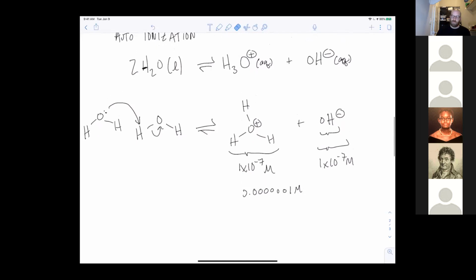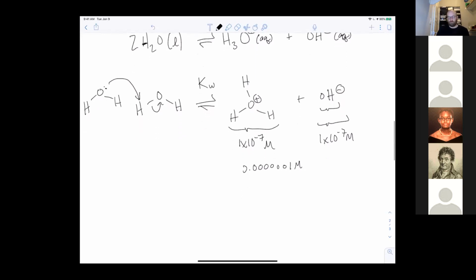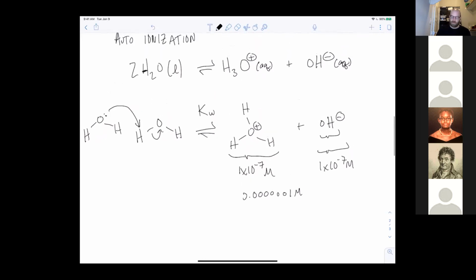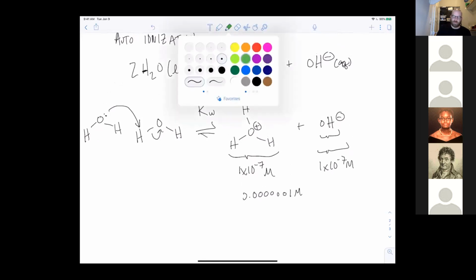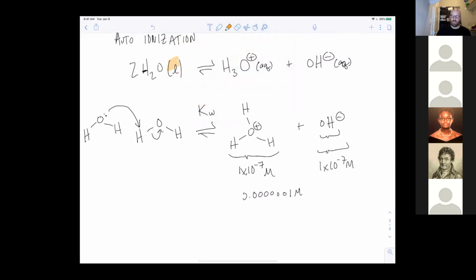But we can define a value for this. We call it Kw. Remember that when we're writing out our equilibrium constants, we didn't harp on this too much, but if something's a liquid or a solid, it doesn't enter into our expression for the equilibrium constant. So what would K be for this thing?